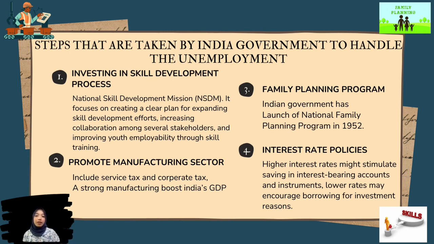We move to the steps taken by the Indian government to handle unemployment: a family planning program. The Indian government launched the National Family Planning Program in 1952 with the goal of lowering fertility and slowing population growth. Over the years, the program has evolved from a clinical approach to a more holistic reproductive and child health approach. Moreover, the program has been expanded to reach every corner of the country, with services provided at primary health centers, sub-centers, urban family welfare centers, and postpartum centers.